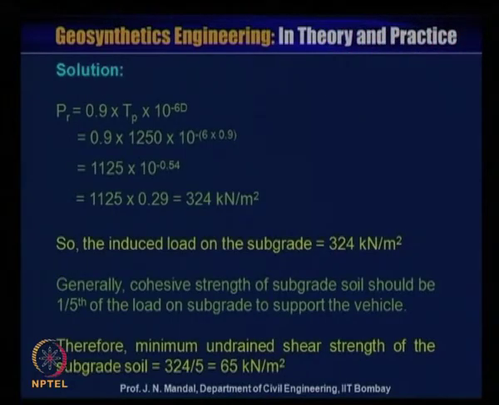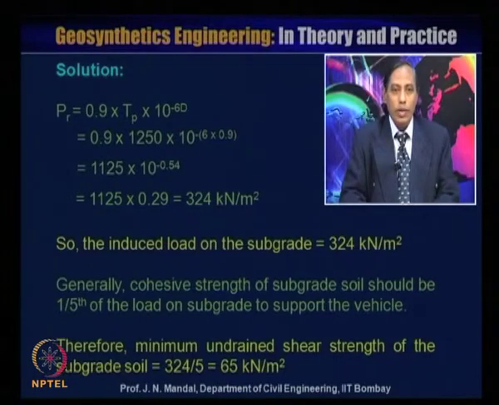Now here is the solution. We know the equation PR is equal to 0.9 Tp into 10 to the power minus 6 D, is equal to 0.9 into Tp, which is given as 1250, into 10 to the power minus 6 into D, where D is 0.9. So if we calculate, then you will have PR is equal to 1125 into 10 to the power minus 0.54, is equal to 1125 into 0.9, is equal to 324 kilonewton per meter square. So the induced load on the subgrade is 324 kilonewton per meter square.